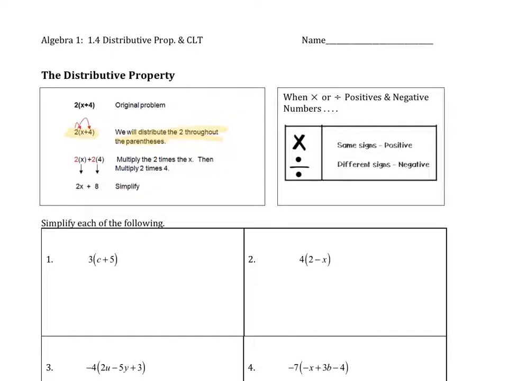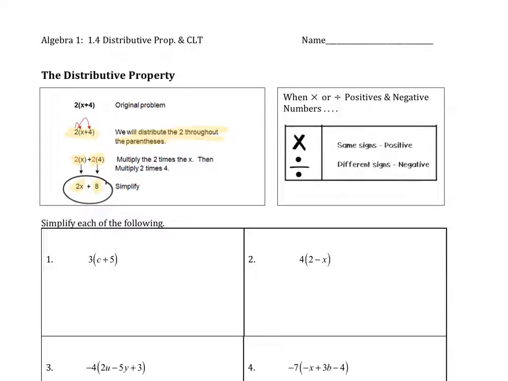So you multiply the 2 times the x, so you get 2x as your final answer there, and then you multiply the 2 times the 4 so that you get a final answer of 8. And then when we write our answer as an expression, our answer is 2x plus 8.